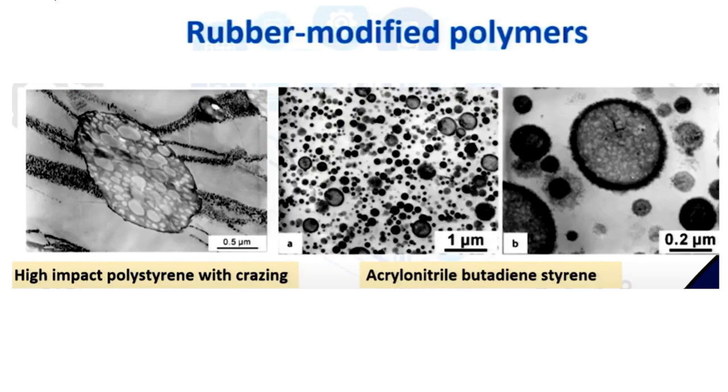This is a rubber modified polymer, this high impact polystyrene with resin. So this is the resin, and this is the polystyrene. So this is 0.5 micrometer, 1 micrometer, and 0.2 micrometer. Now for the periphery of the acrylonitrile butadiene styrene, you can get the idea of what the different sizes are and how the phase boundary is. It is the phase boundary that you can check through the TEM.